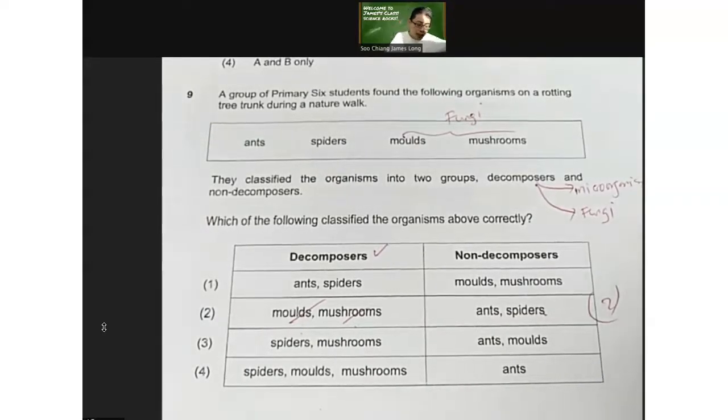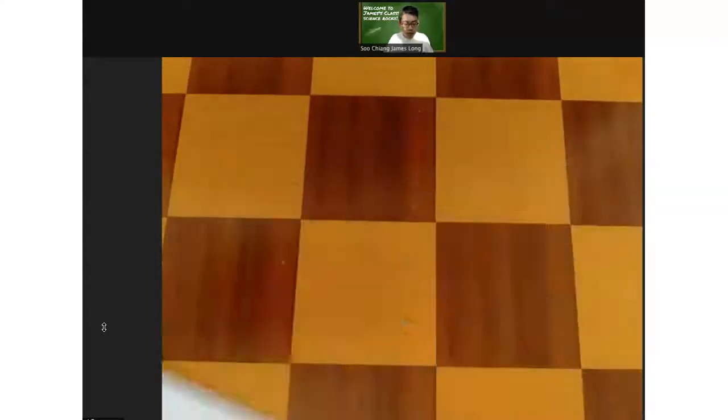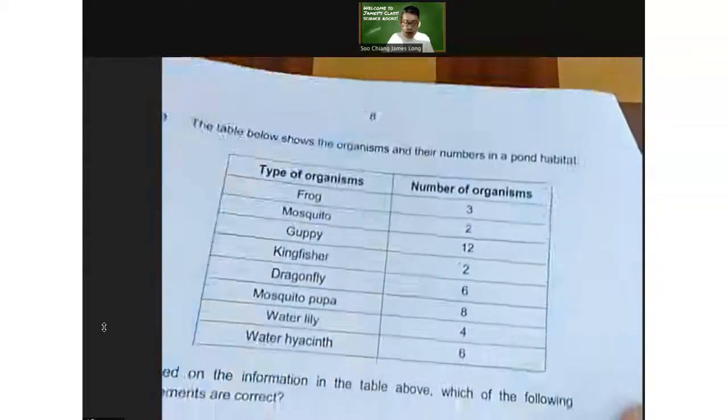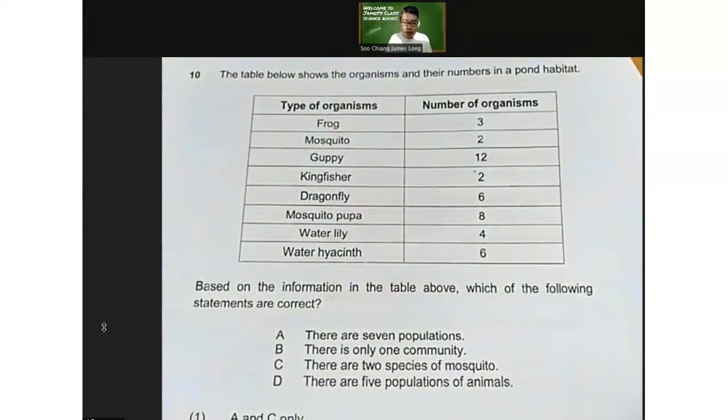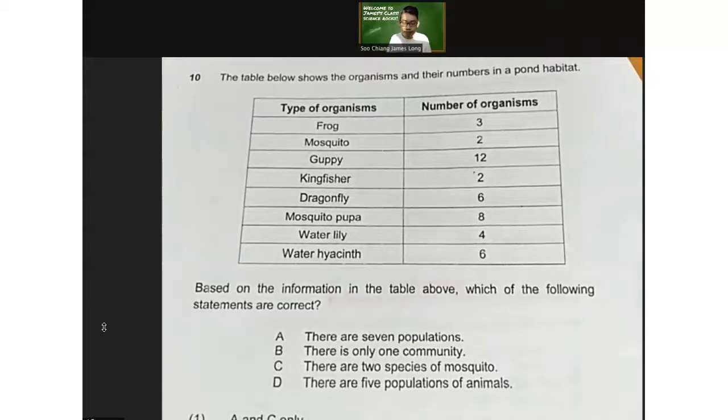So for question 8, everybody got it right. Question 9, everyone got it right as well. Good. Now, question 10. Let's try this. Pause and try this.